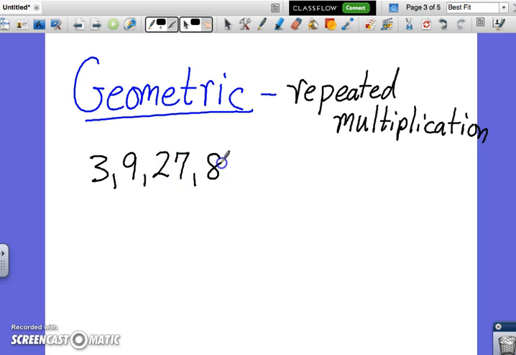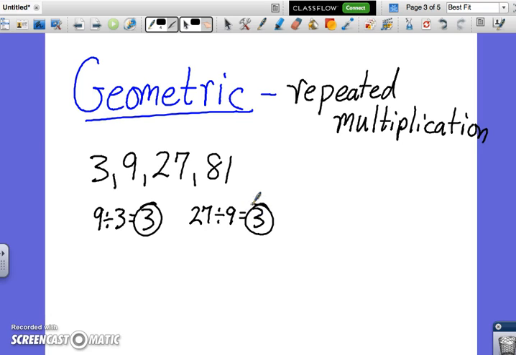And remember, to find this, if it's geometric, if it's repeating multiplication, we take the second term, 9, divide by the first. 9 divided by 3 is 3. We could take the third, which is 27, divide by the second, which is 9. We get 3. So if we're looking at the pattern, what are we doing? We're timesing 3, times 3, times 3.